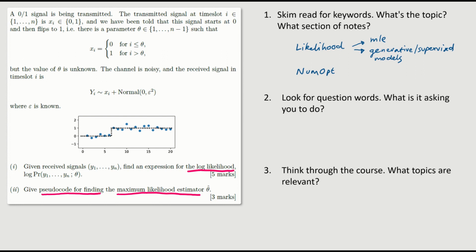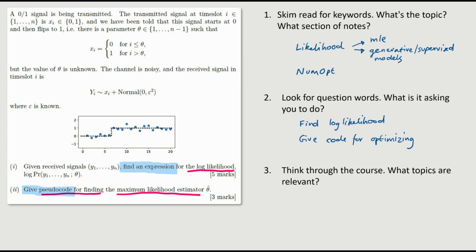Next, I'll look for question words. The question tells me find an expression for log likelihood and give pseudocode. There's no point trying to understand the exact model until we know what it is we need to do with it.